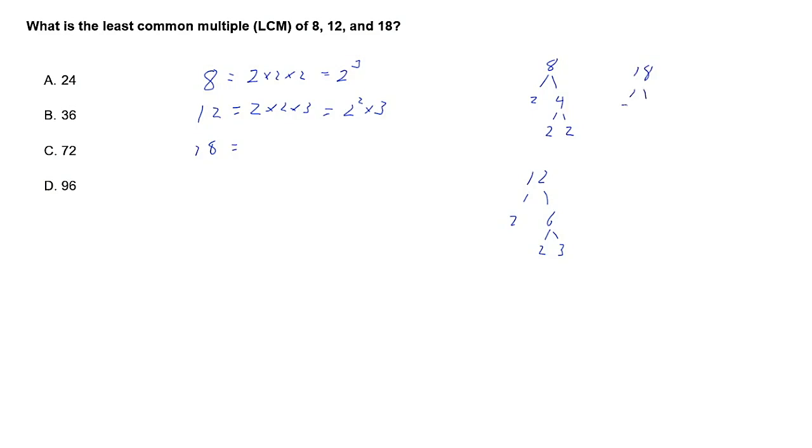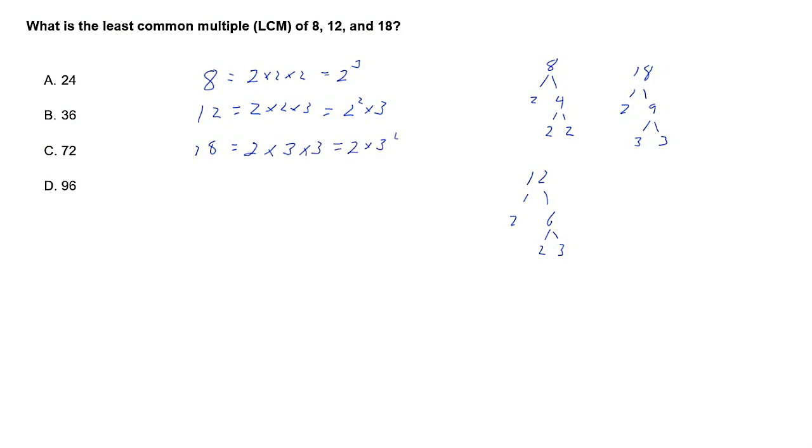So let's do 18 now. It's an even number again, so 2 times 9 gives us 18. Then if I break that down further, 3 times 3 gives us 9. So now that's 2 times 3 times 3, or 2 times 3 squared. Now we've got our prime factors.